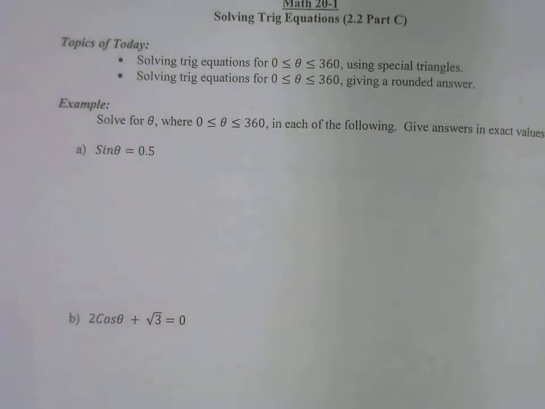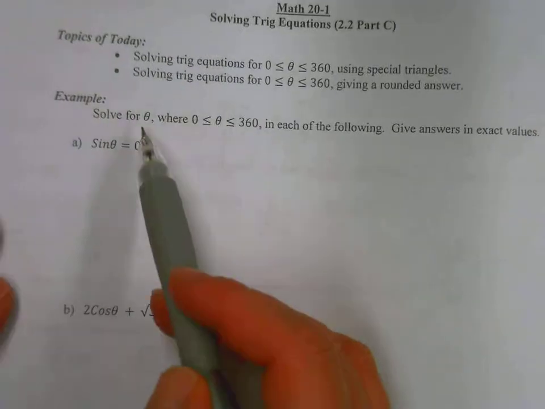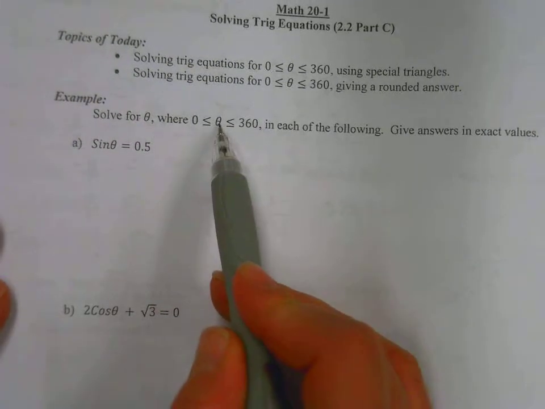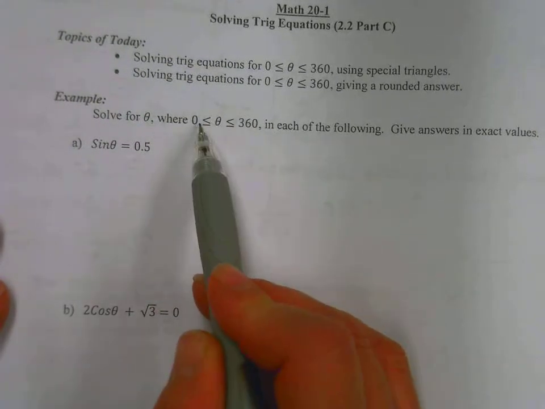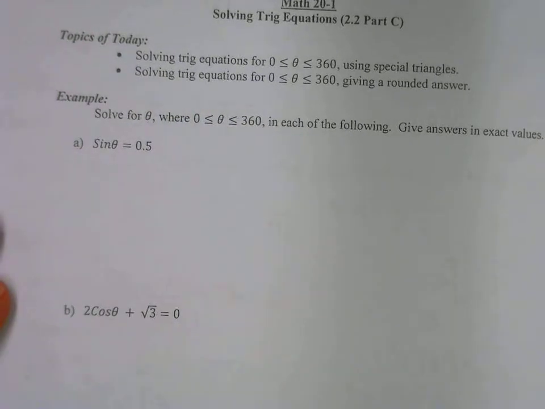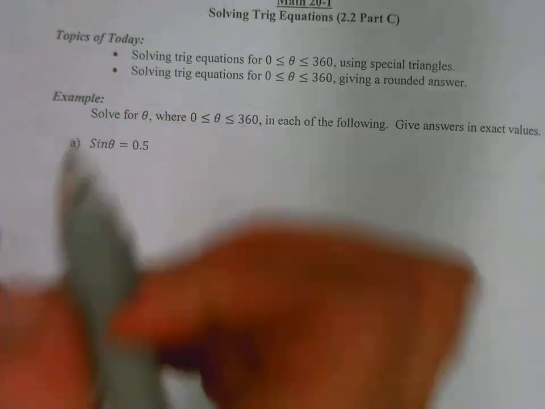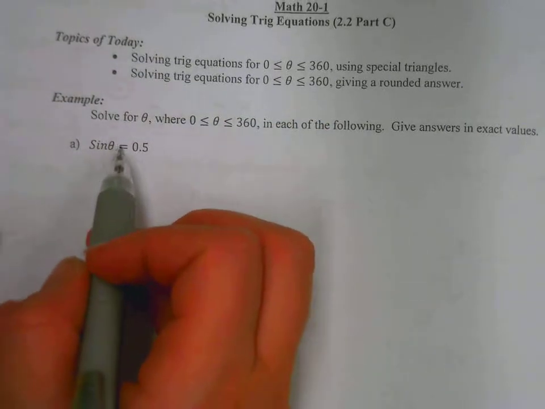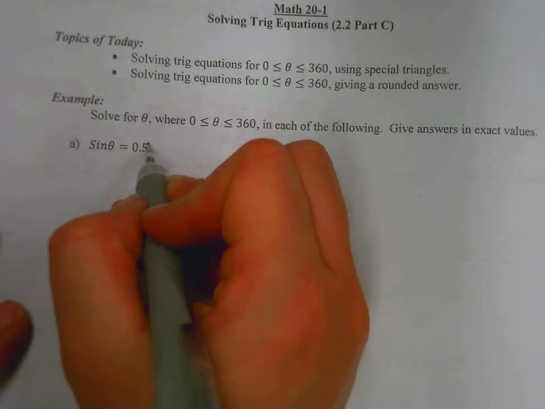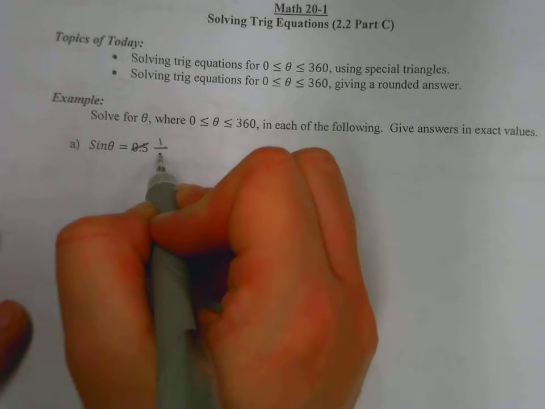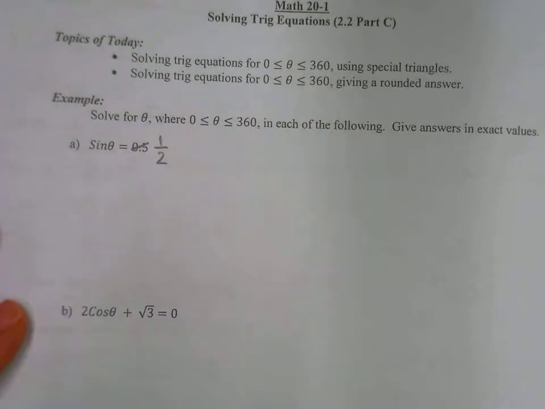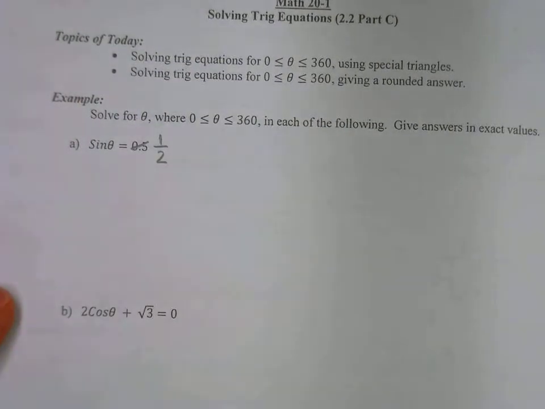All right, solving trig equations. We want to solve the following equations for theta, where theta is somewhere between 0 and 360 degrees. Give your answers in exact values. For this first example, sine of theta is equal to 0.5, I'm going to change the 0.5 to a fraction, just because it helps me find our angles better.